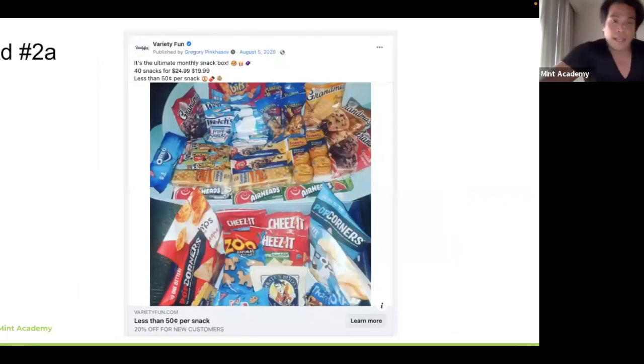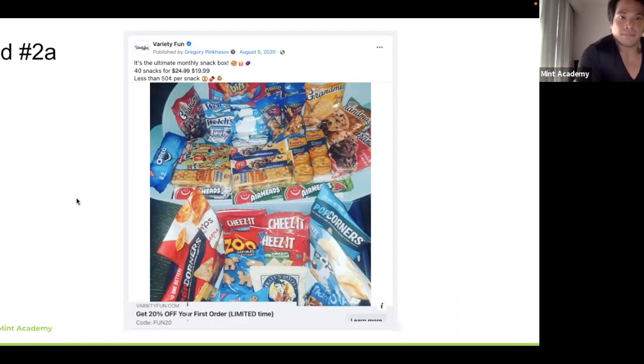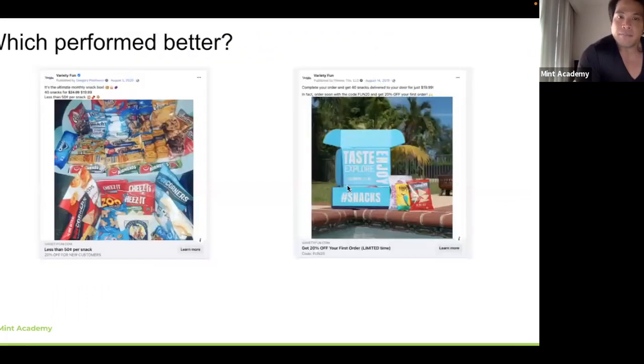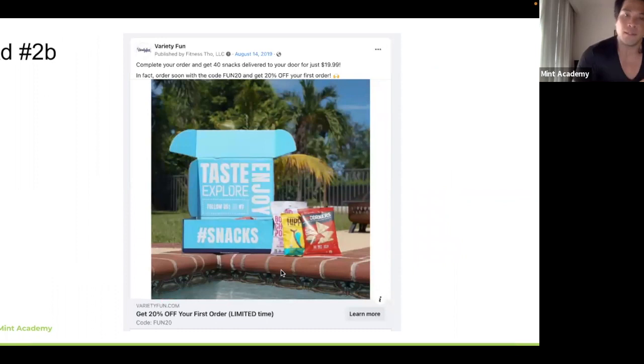Here's another example. This ad is from the same company, also a snack box. You can see it's a little blurry. The person who took this should have probably cleaned their camera a little bit. But it demonstrates what comes in the box. And here's a second ad. Again, professionally shot. I don't know if this was photoshopped, but it looks like it was photoshopped on a pool, but professionally done nonetheless. It seems like there was time involved in taking this. So which ad performed better?